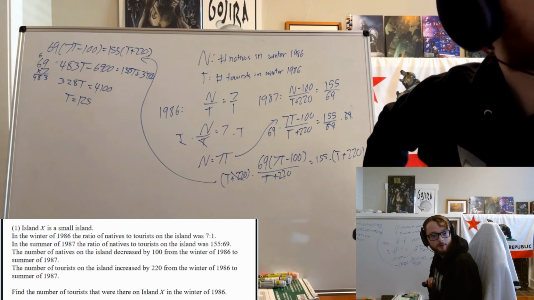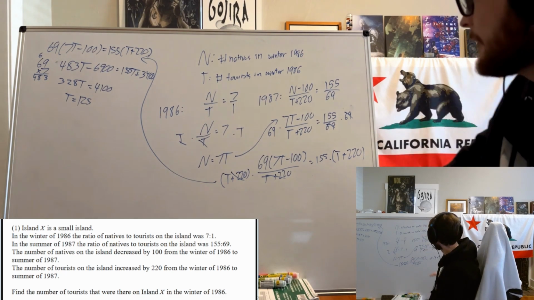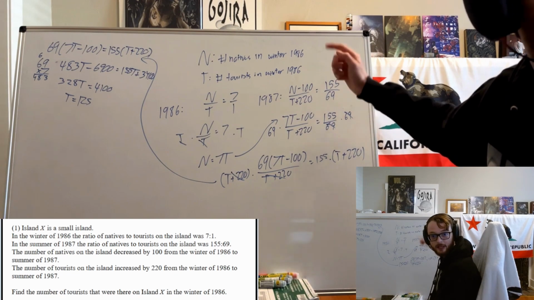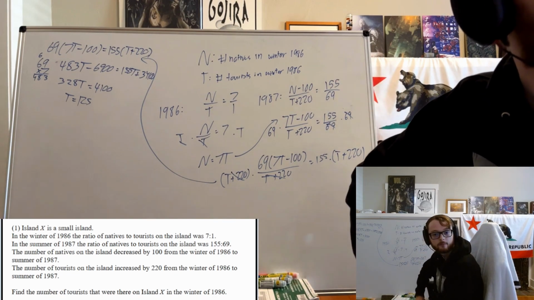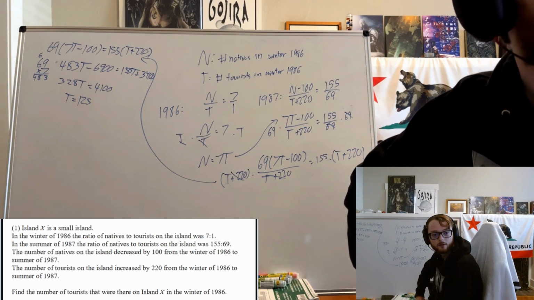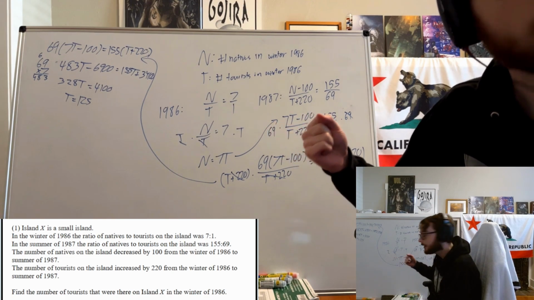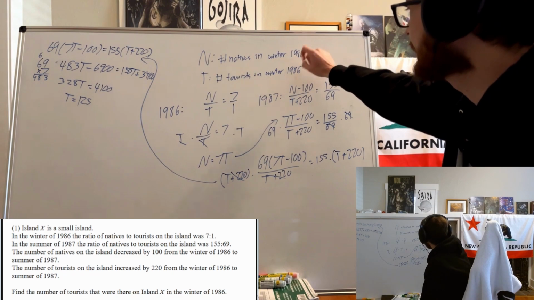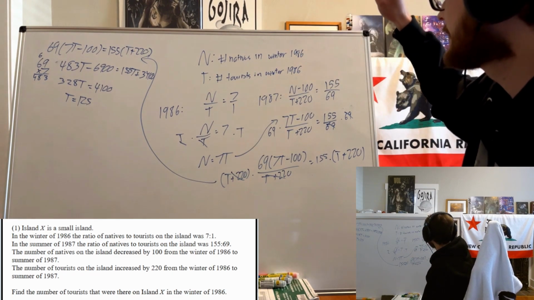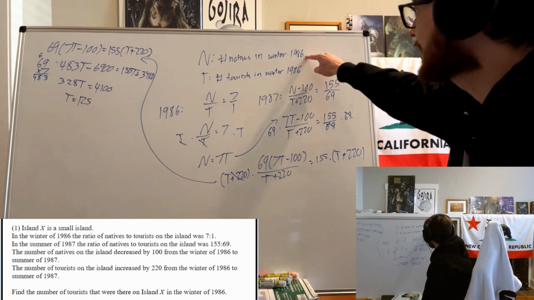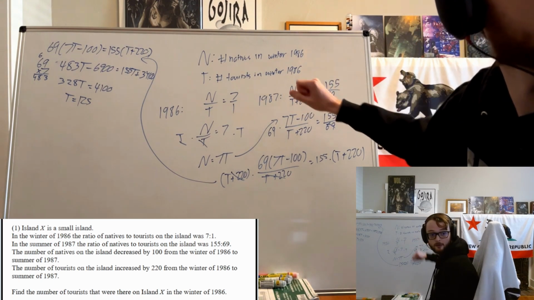So the 155/69, I hope that was the right side. That's just from the ratio that we're given in the problem. And then with the way that we've defined our variables, I said that n is the number of natives in 1986. And so in 1987, we don't know exactly what it is, but it's whatever we had in 1986 minus 100.